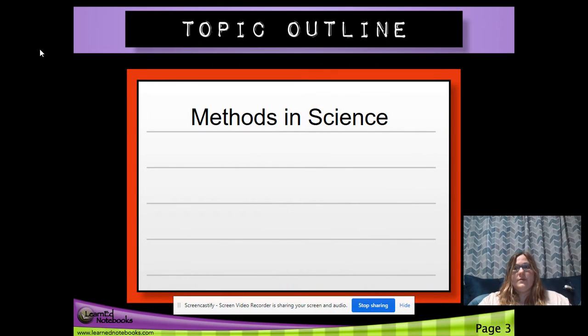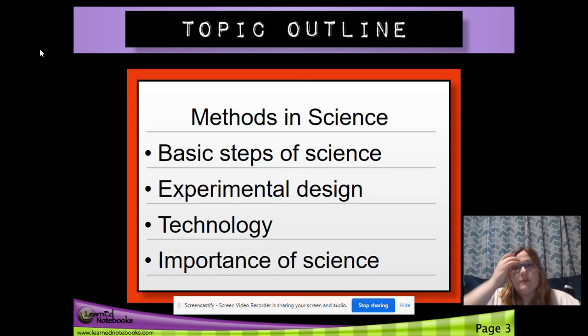All right, guys. So this is the review booklet. It starts with the topic outlining, meaning these are the 4 things you should know from each of our 8 subjects. Starting with our very first unit, we had methods in science, and so you need to know the basic steps of science, the scientific method.